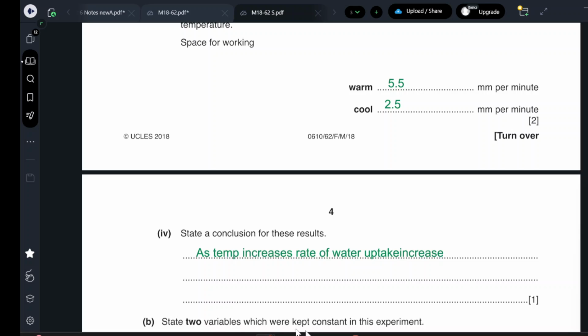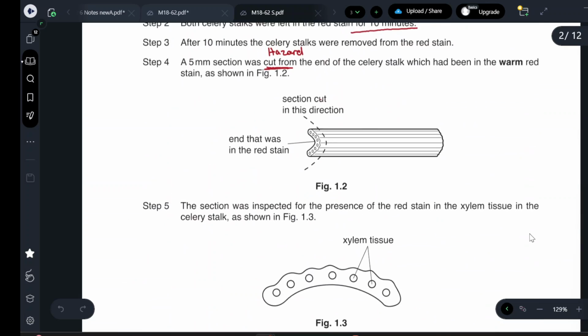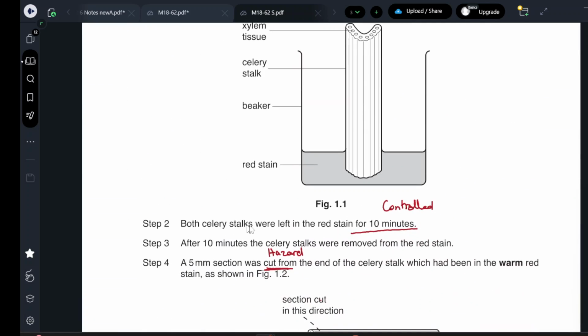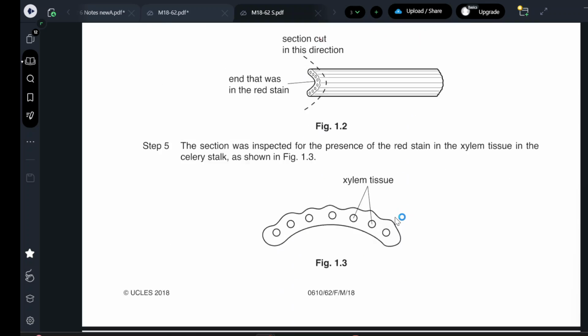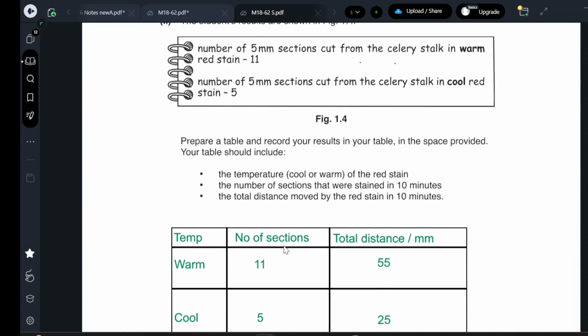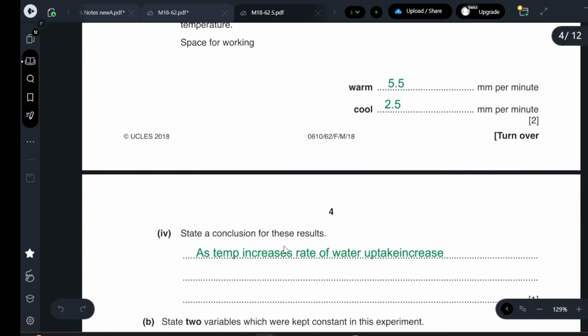Okay. Two variables that were kept constant. We already marked the things that were kept constant when we were reading. The celery stalk, the type of plant, we use the same type of plant. We soaked them, or we put them in the red stain for the same time. Also, the cut sections were all 5 millimeter. All of these are controlled variables that I can use.